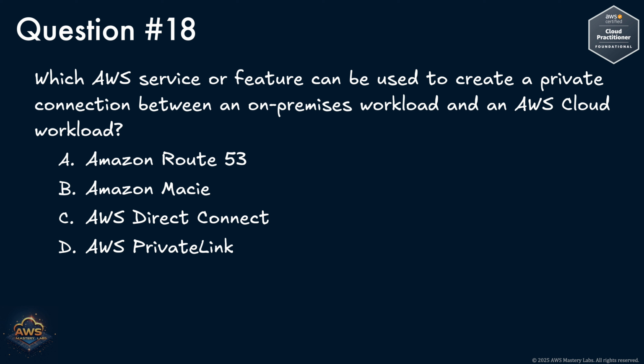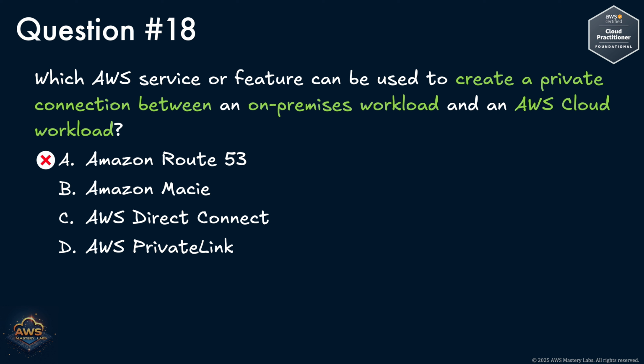Which AWS service or feature can be used to create a private connection between an on-premises workload and an AWS cloud workload? Let us identify and interpret key phrases in the question that will help with answering it. This question focuses on how to create a private connection between on-premises workloads and AWS cloud workloads. The emphasis here is on two environments, an on-premises data center and the AWS cloud, and a desire to link them through a private connection, not a public internet-based one. The phrase private connection is the key signal. We're looking for a networking service that bypasses the internet entirely to provide low-latency, secure, and reliable connectivity.